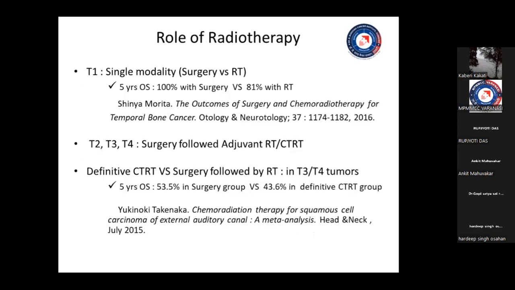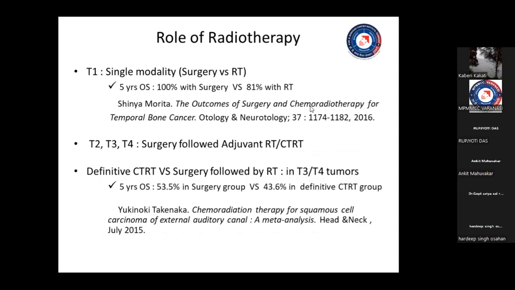in a positive neck. The role of radiotherapy in a T1 disease, we usually go ahead with a single modality, surgery versus radiation, but surgery always shows a trend towards better outcome, with a 5-year survival of even 100% in some literature versus 81% with radiation. In T2, T3, T4 tumors, surgery followed by post-op radiation or chemoradiation is the protocol.